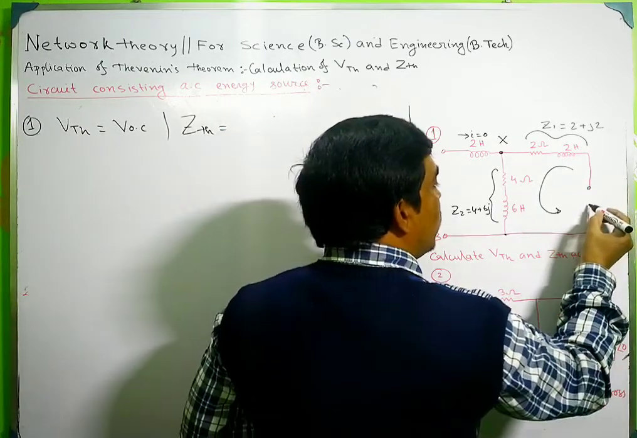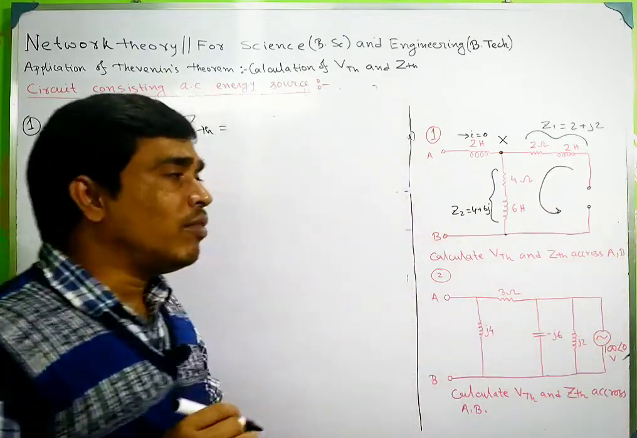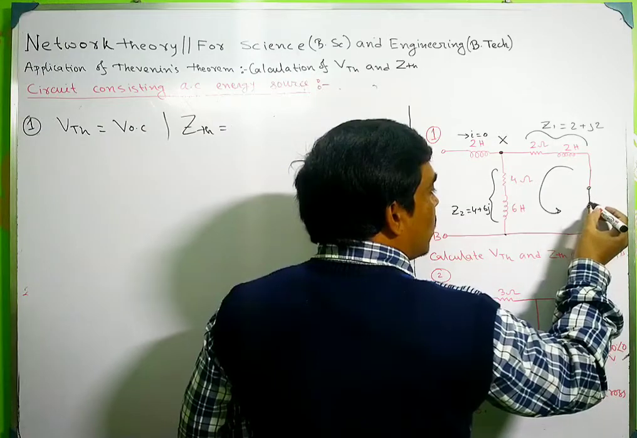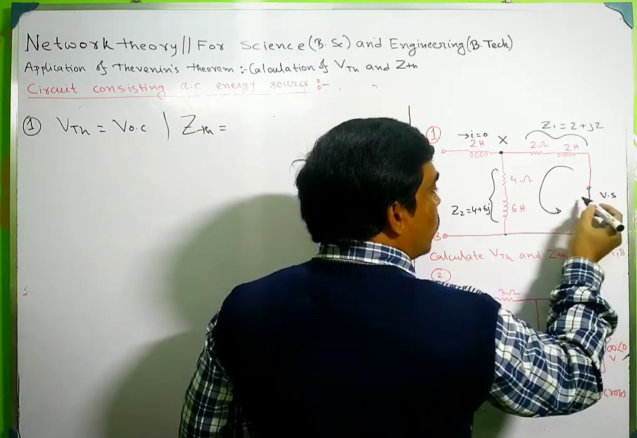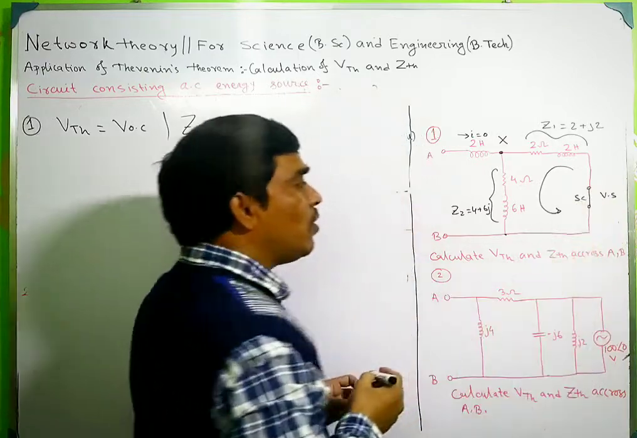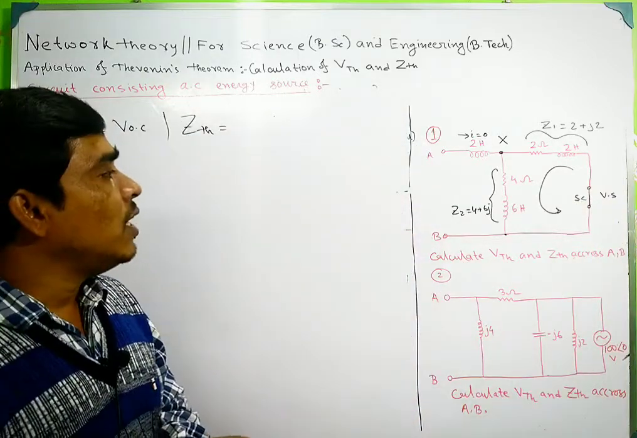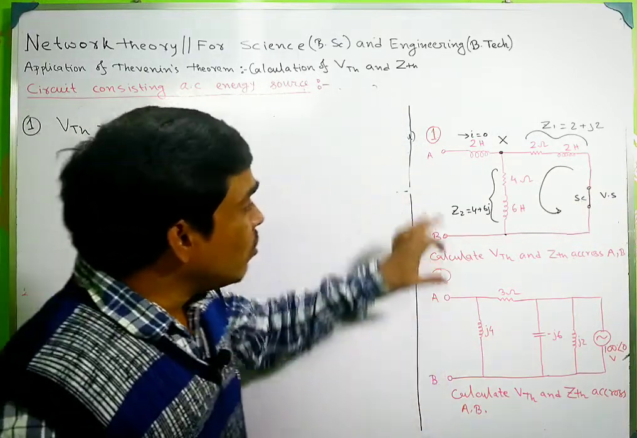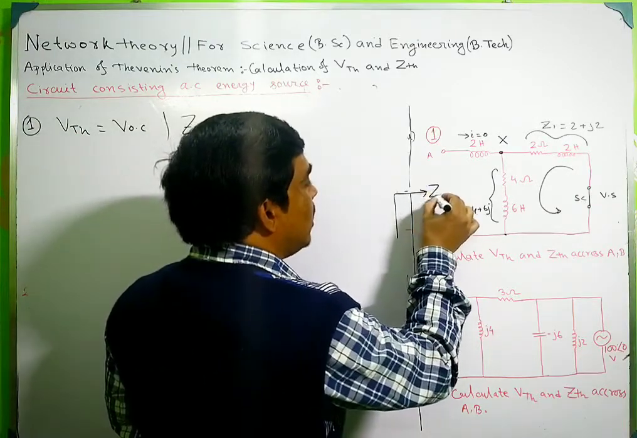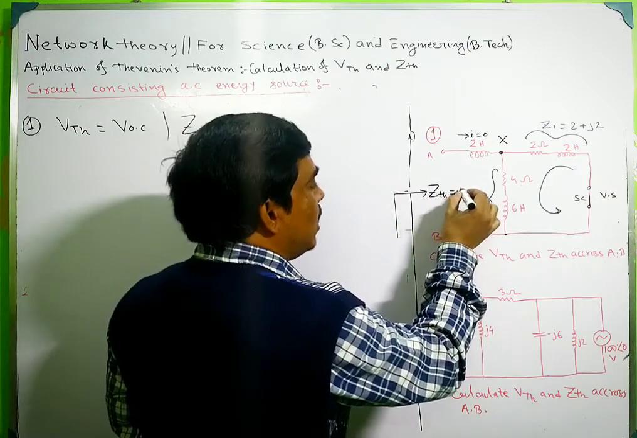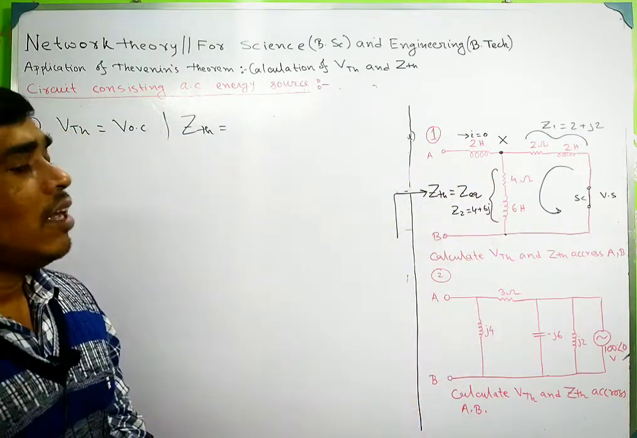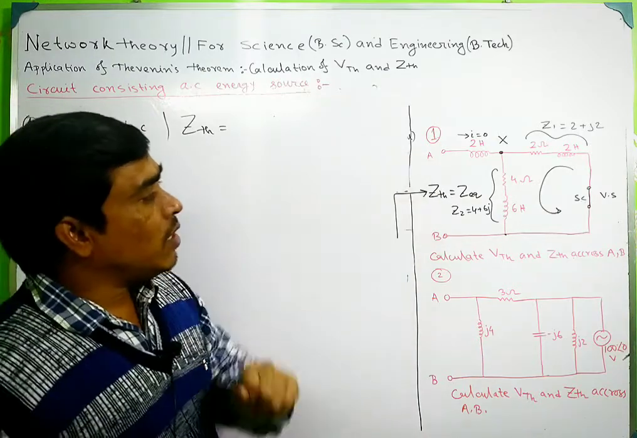So this is the voltage source, and this voltage source has zero internal impedance. That's why you have to short circuit it. So you have to short circuit this voltage source because it has zero internal impedance. So you have to calculate the ZTH. ZTH will be the Z equivalent seen from this open circuited terminal.